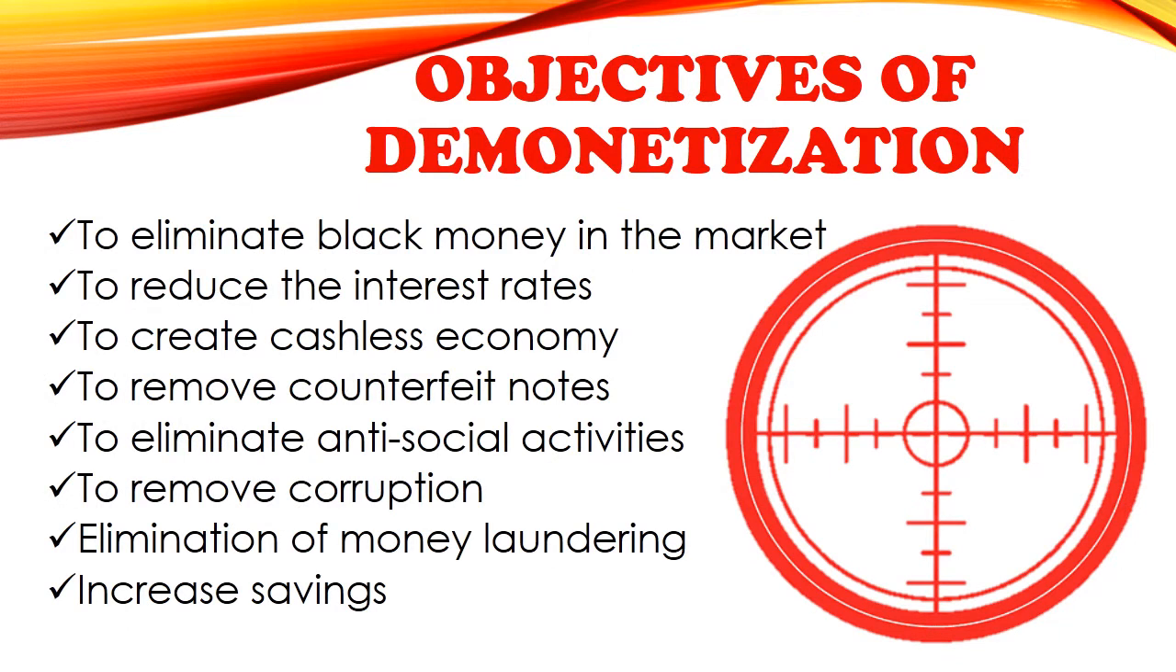The main objectives of demonetization are, the first one is to stop the circulation of black money. So black money is basically the unaccounted cash, the cash on which the tax is not paid.